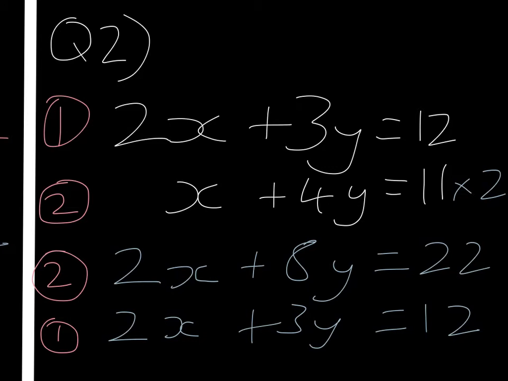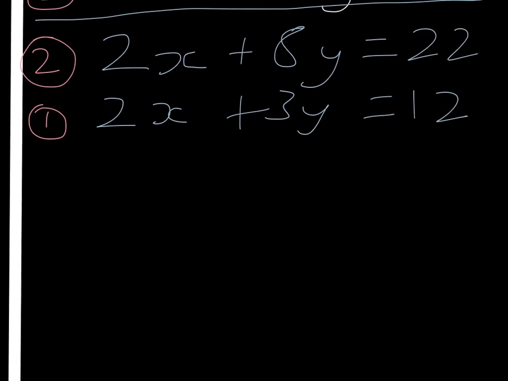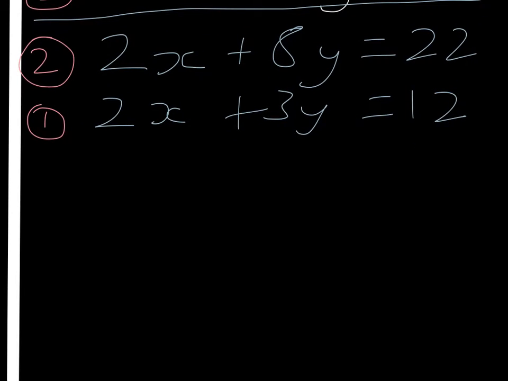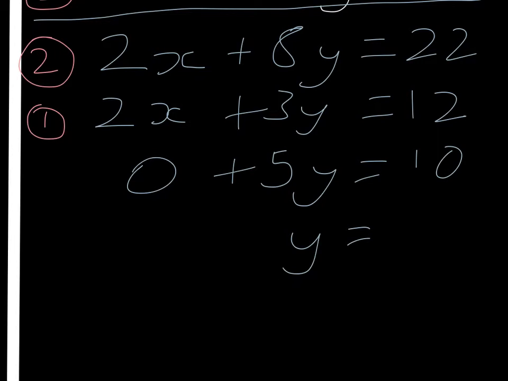And now, when I'm doing my takeaway, I don't need anything that's above this line. I'm going to take these two numbers away from each other. 2x take away 2x gives me 0. 8y take away 3y gives me 5y. 22 take away 12 gives me 10. Y is equal to 10 divided by 5. Y is equal to 2.